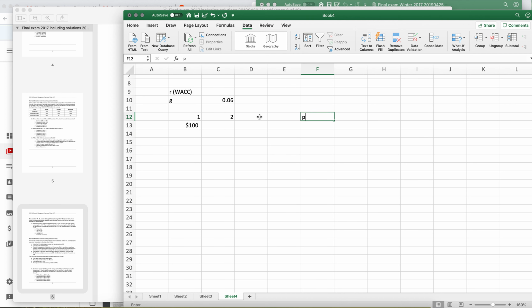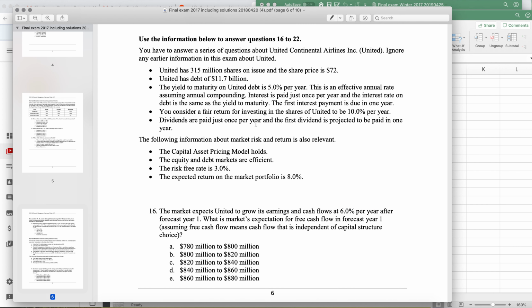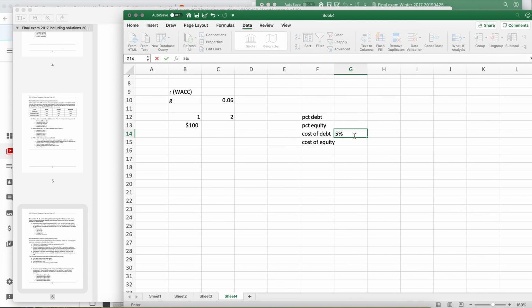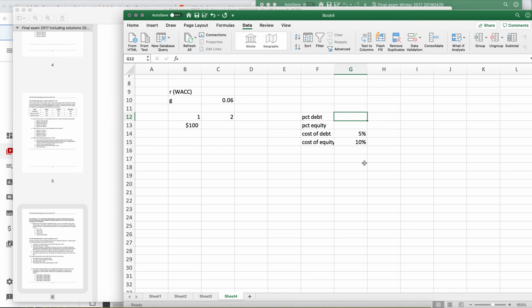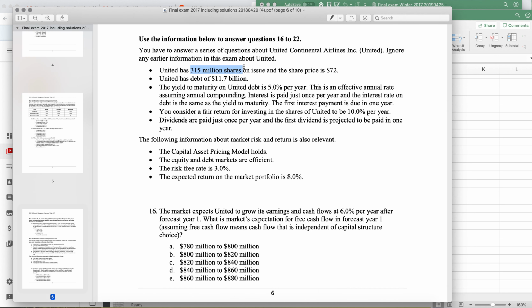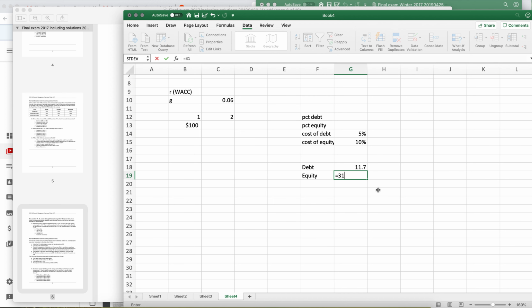To do that, we need the percent debt, the percent equity, the cost of debt, and the cost of equity. The cost of debt is 5%, the cost of equity is 10%. That comes from that part of the question. The debt outstanding is $11.7 billion. The equity is 315 million shares times $72. So 315 times 72 divided by 1,000, because we want to put it in billions.